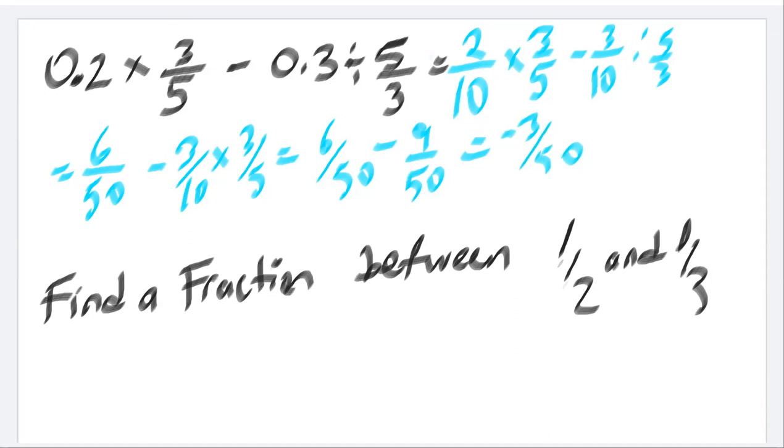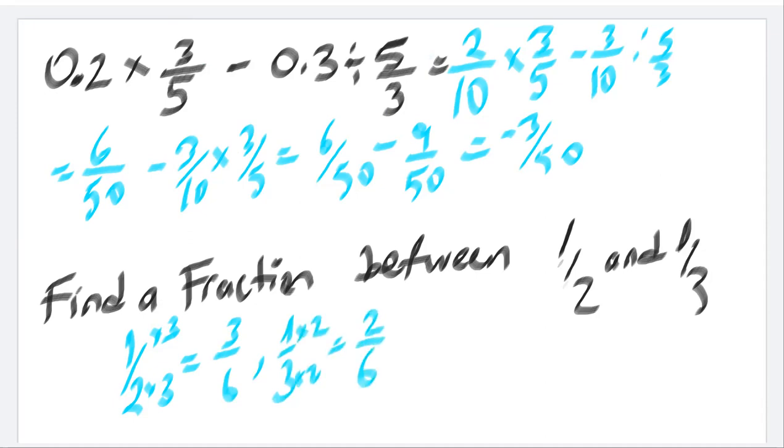Now it asks find the fraction between 1 over 2 and 1 over 3. Normally it is hard, but there is a trick for this. We multiply both sides by the other numbers. This is the first step you can do. So this equals 3 over 6, and 1 over 3 is, we multiply by 2, it is 2 over 6. But still there is no fraction between 2 over 6 and 3 over 6.